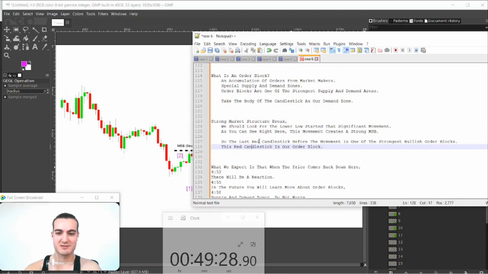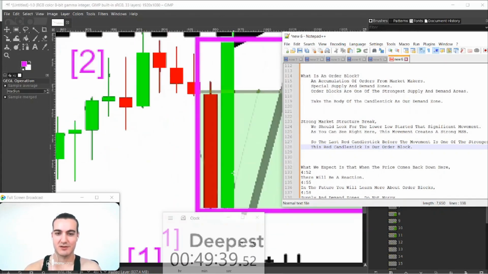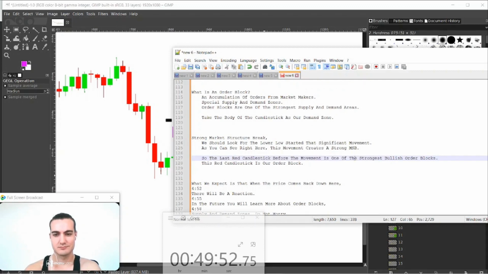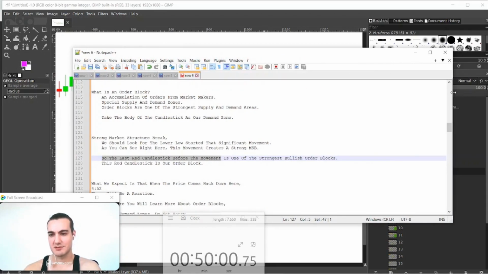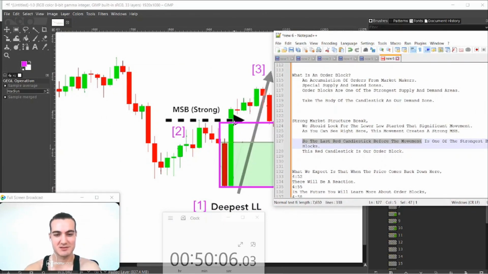Okay, the last red candlestick before the movement is one of the strongest bullish order blocks. So that would be this candlestick here. And when he says before the movement, he's talking about the movement that resulted in the market structure break, which in this case is just this one massive candle.